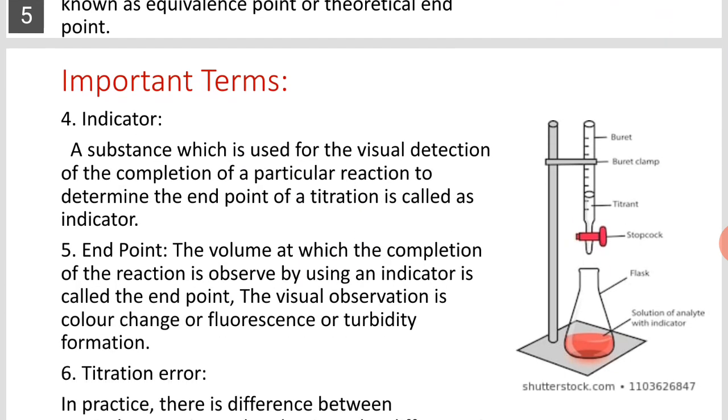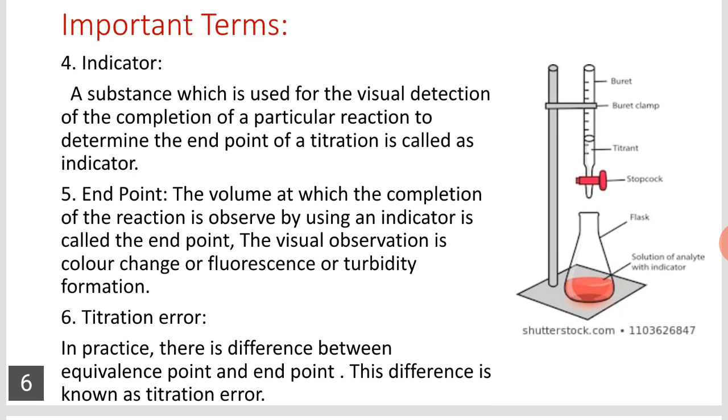Now moving towards the next term, that is indicator. See, in the first diagram there is a colorless solution. Now it is a light pink color solution. This happens because of the presence of an indicator. As the reaction comes to completion, as soon as we add a single drop, the color in the conical flask changes because of one substance which is called an indicator. That is, it indicates the completion of a reaction.